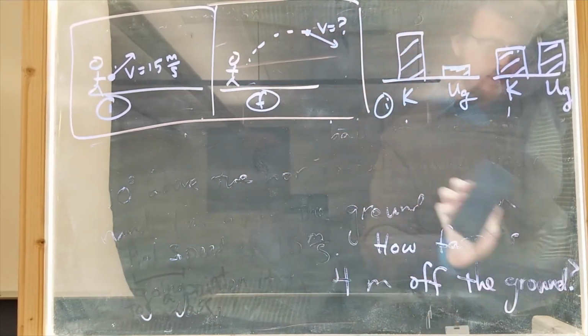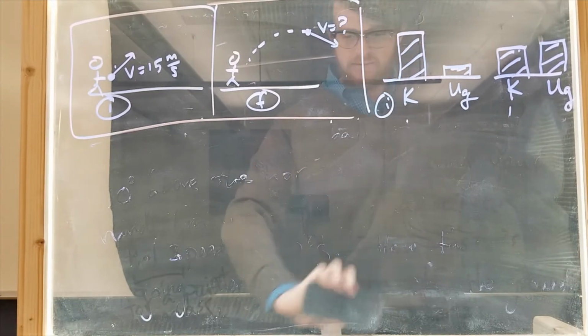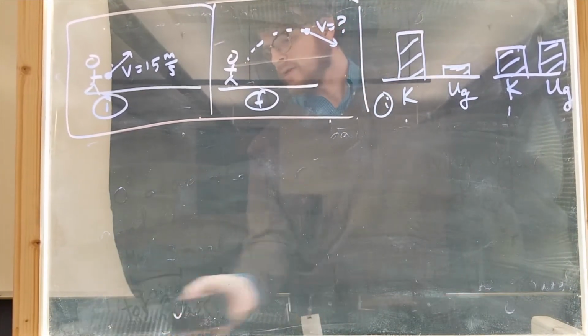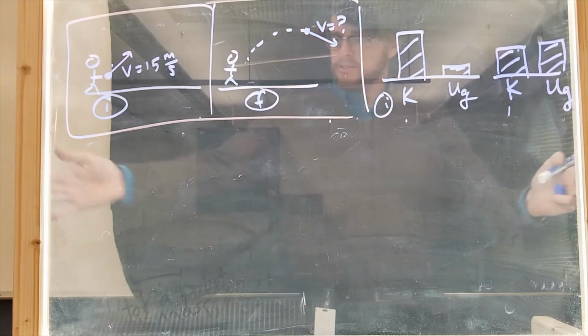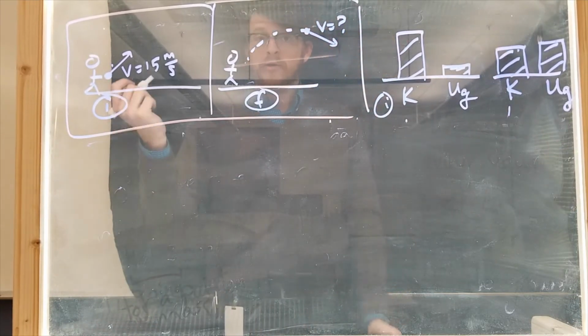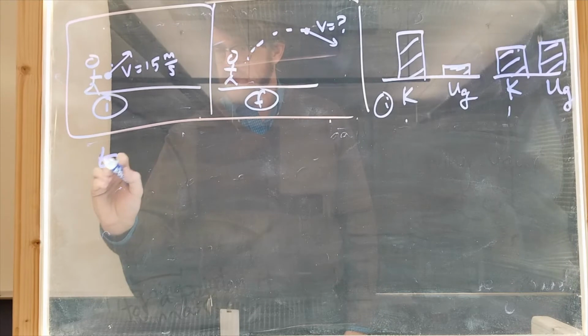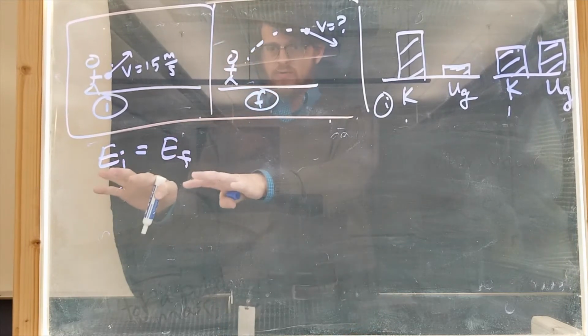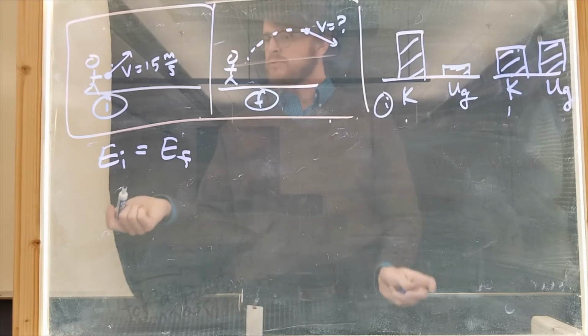So, now I'm going to write down E initial equals E final. Because we're going to ignore air resistance in this problem, we can assume that there are no energy transfers. So E initial equals E final. That's what I'm going to work on, and I'm going to work on the two sides of it separately.